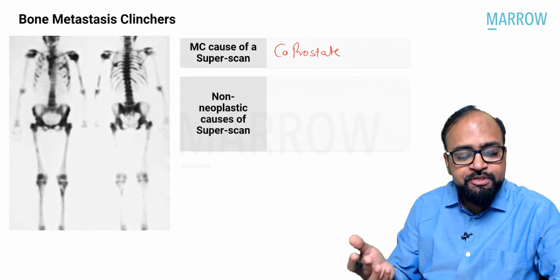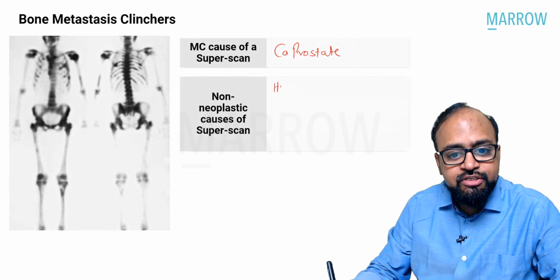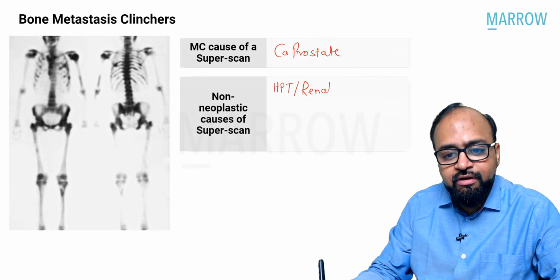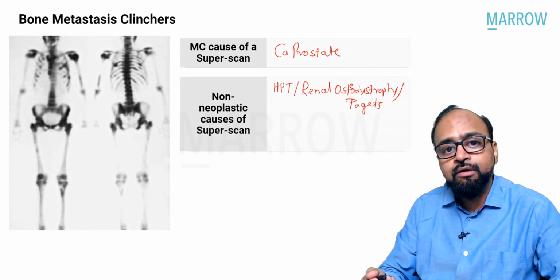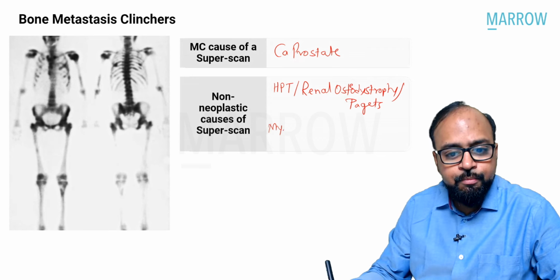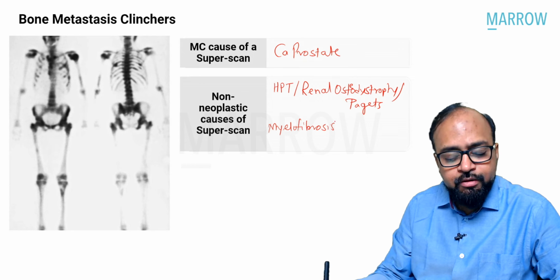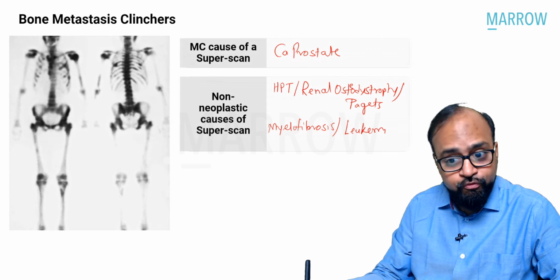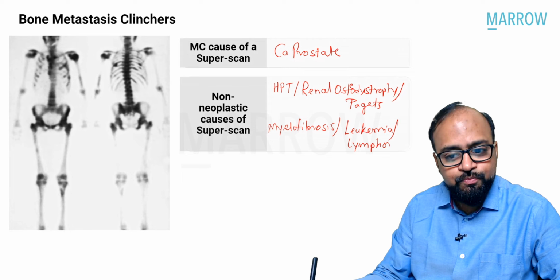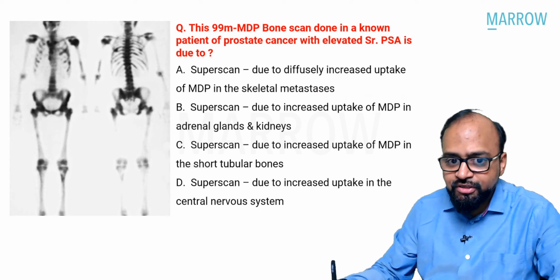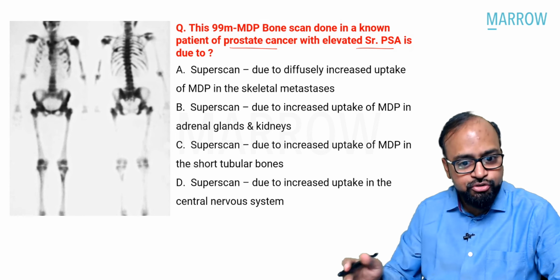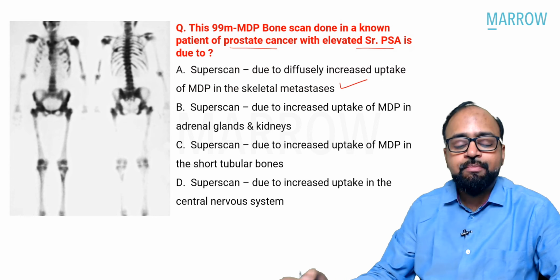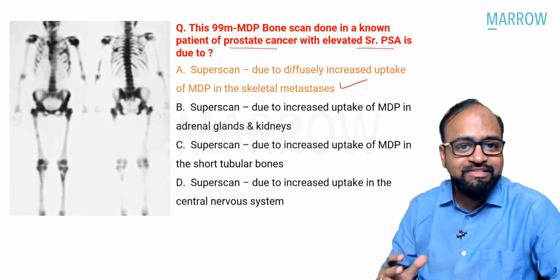There are some non-neoplastic causes of super scans as well, like some metabolic conditions such as hyperparathyroidism, renal osteodystrophy, Paget's disease can also give rise to a super scan occasionally, right? Certain bone marrow related conditions such as myelofibrosis, leukemias, lymphomas can also give rise to, right, a super scan like appearance. So in this patient who is a known case of prostate cancer with elevated serum PSA, it's excessive uptake in the axial skeleton without any renal excretion or excretion through the bladder, because of diffusely increased uptake of MDP within the skeletal metastasis. That is the cause for this excessive uptake.